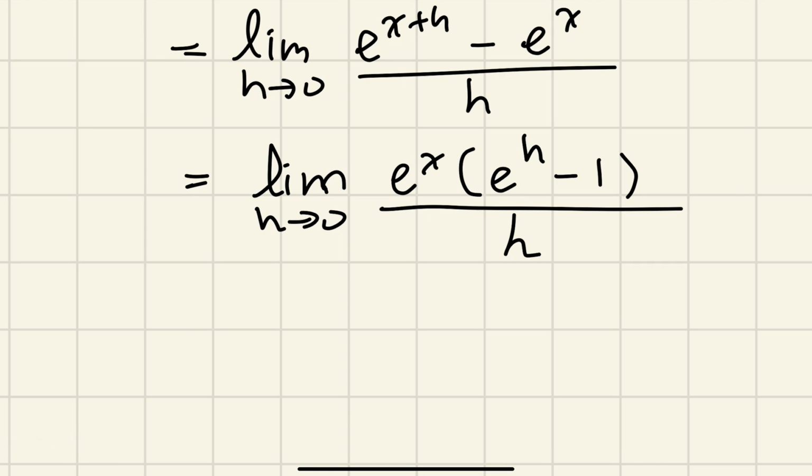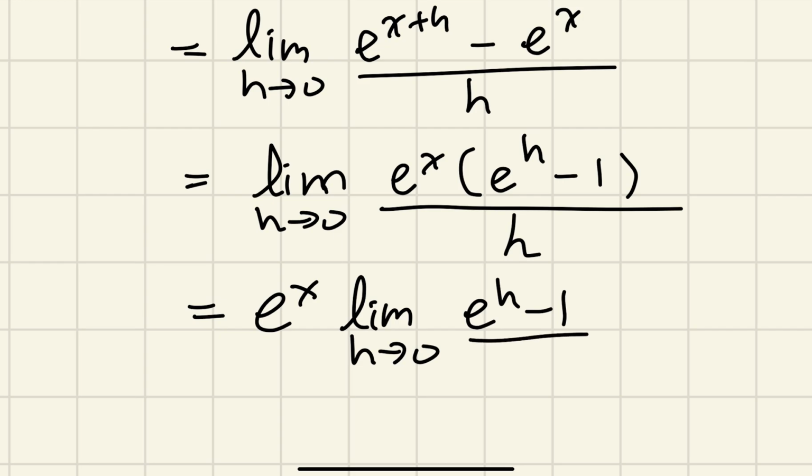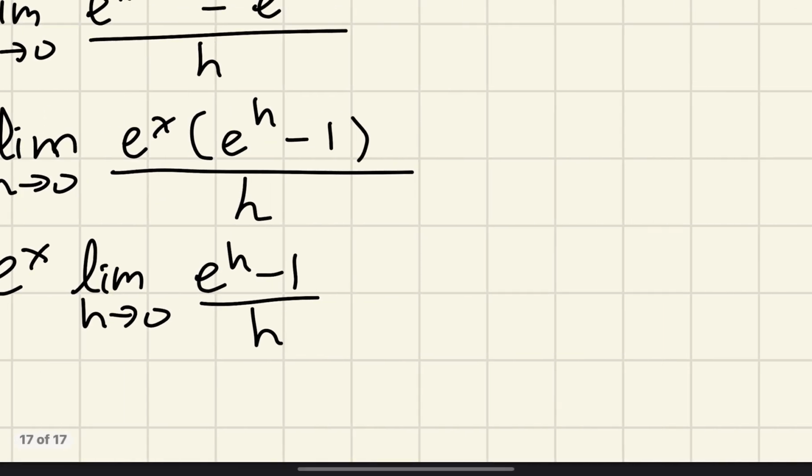And since we're talking about the limit as h approaches 0, e to the x doesn't matter. So we can just take that out, right? Because there's no term that has h in this part, so it doesn't matter that h is approaching 0. It'll always be e to the x regardless. And then we have this limit as h approaches 0 of e to the h minus 1 over h.